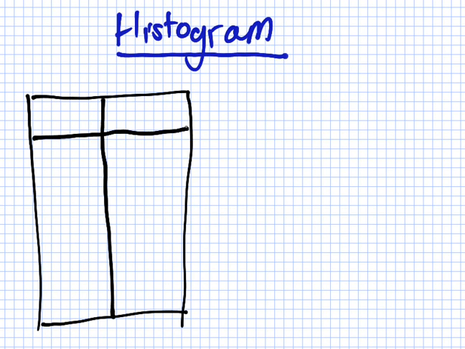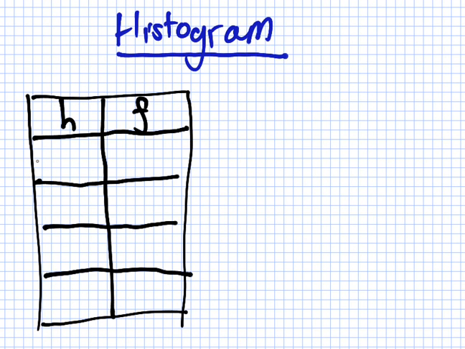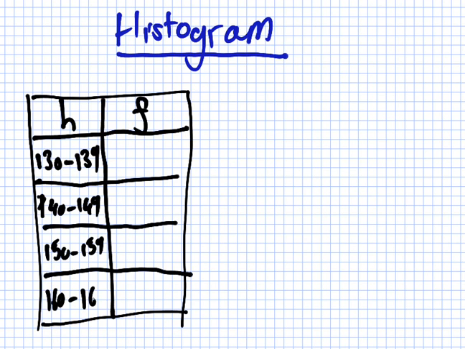Okay, so here we're talking about heights, and here we have our frequency again. Let's use the same numbers. What did I have for the heights? 130 to 139, 140 to 149, 150 to 159, 160 to 169. And what numbers do I have here? The total was 7.